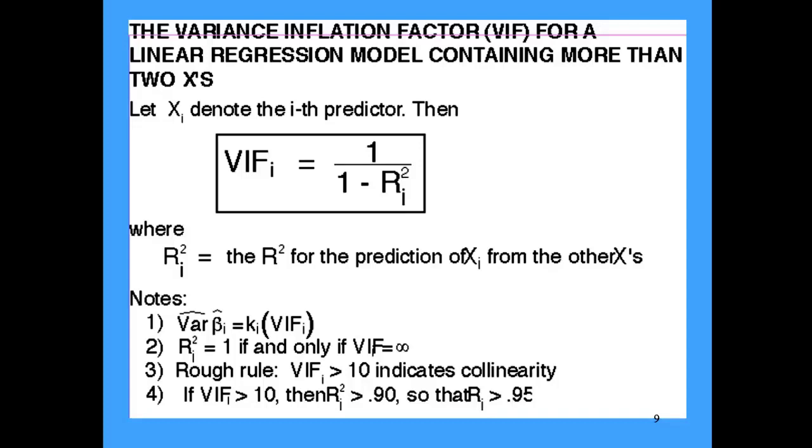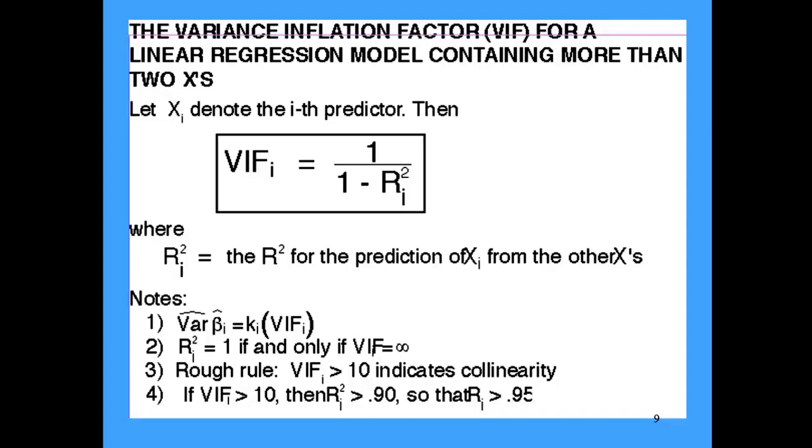Now again, how high is an issue? Well, one thing is you can show when you're doing linear regression that the estimated variance is proportional to this variance inflation factor. You can also see algebraically that if the R_i squared is equal to 1, then the VIF is infinite, so it blows up. That's when you've got perfect prediction of one X from any of the other X's. Now, I'm only talking about the X's here.